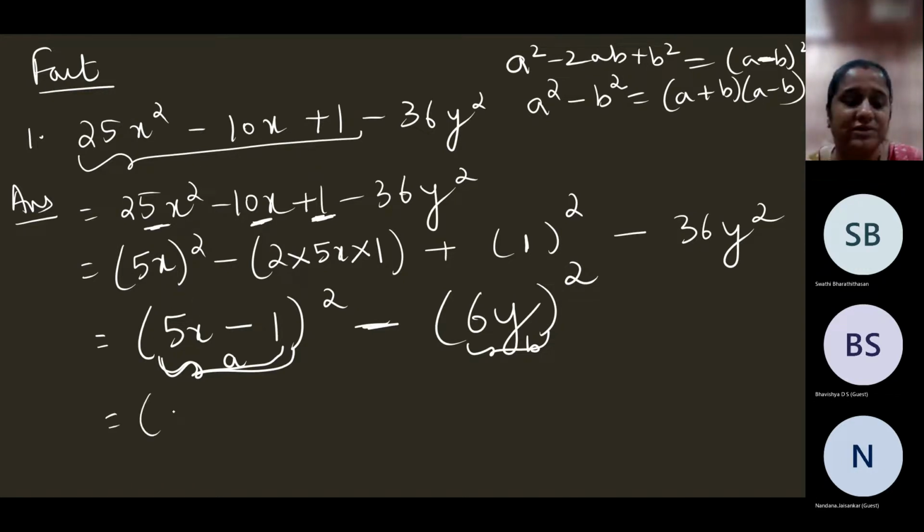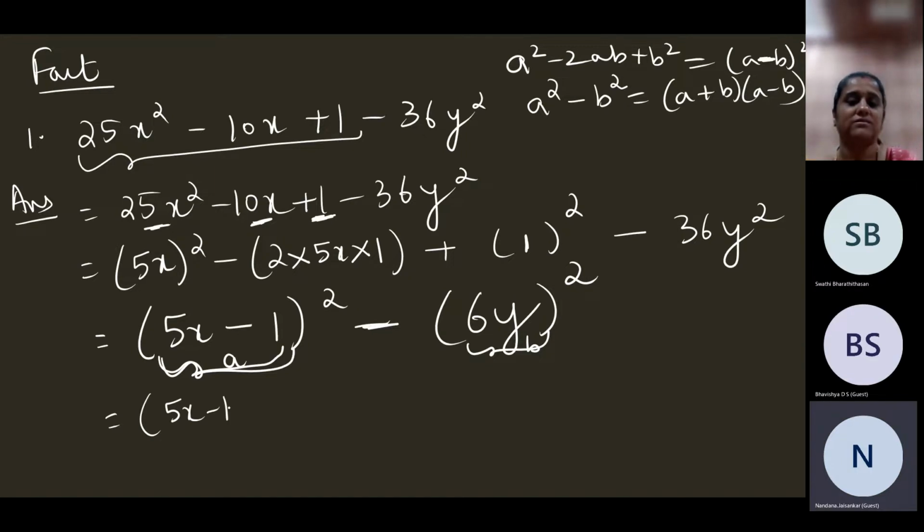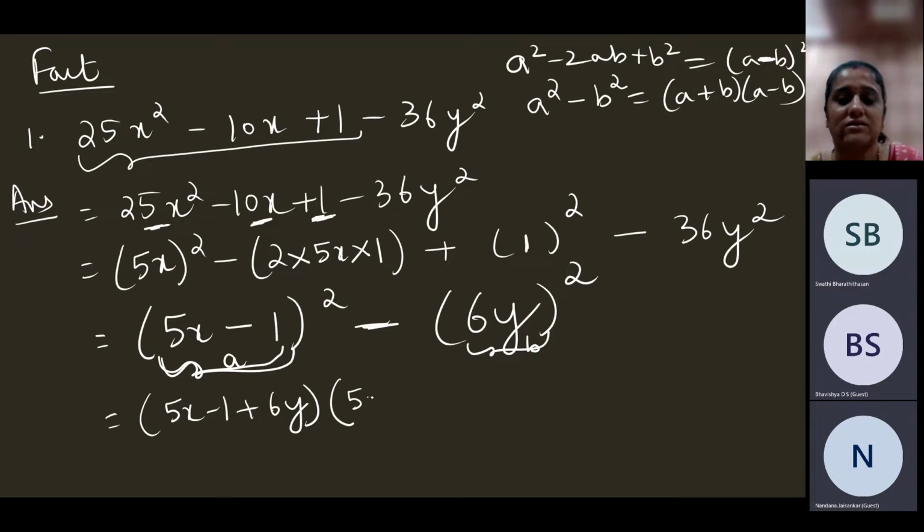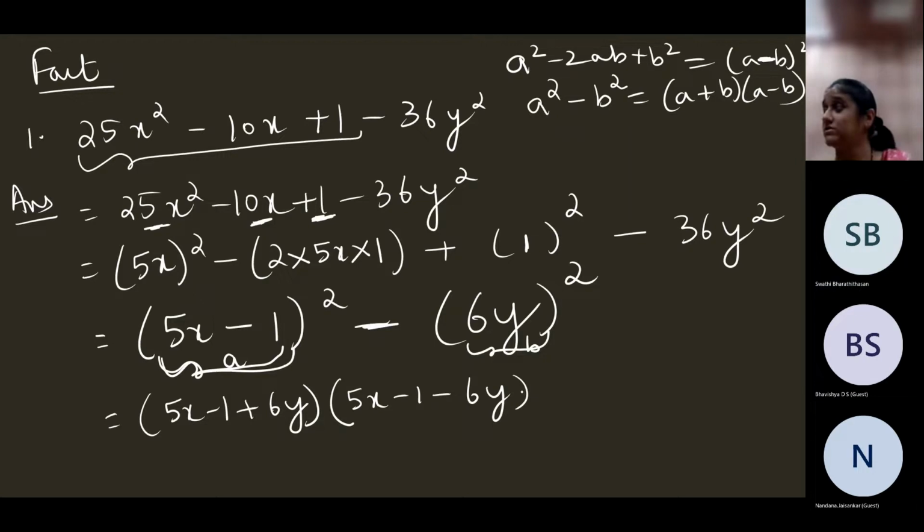So what is a plus b? Write a, 5x minus 1, plus 6y. A plus b into a minus b, where a is 5x minus 1, minus 6y. Correct. Perfect, children. That's it. So we have factorized. Look at the final step. It's a product of the two factors, 5x minus 1 plus 6y into 5x minus 1 minus 6y.